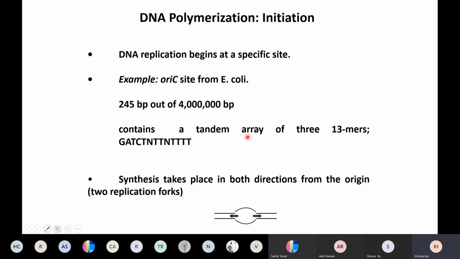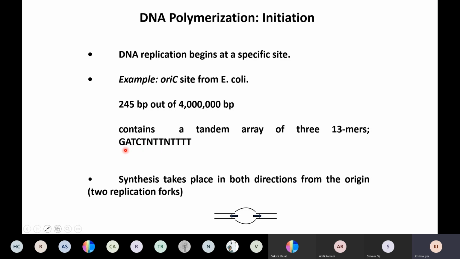In this case, there's a tandem array. Tandem means one next to the other, of three 13-mers. So there is a 13-base sequence, shown here like this: GATCTNTTNTTTT. N means any nucleotide. Now remember, I've shown the sequence of only one strand: 1, 2, 3, 4, 5, 6, 7, 8, 9, 10, 11, 12, 13.